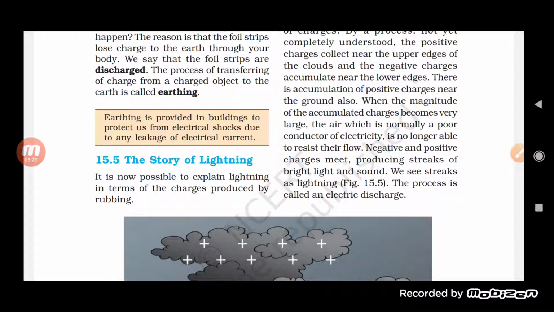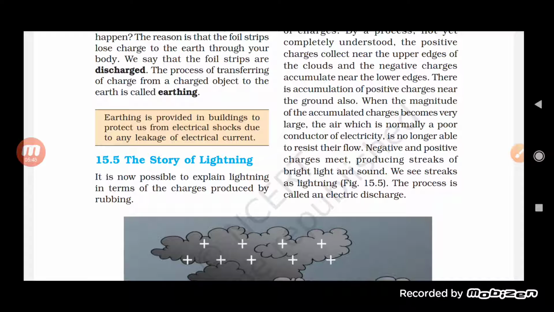So earthing is what is provided to the building. It is important to do earthing in houses and buildings, because that will help in protecting us from any kind of electrical shock that can occur due to leakage.